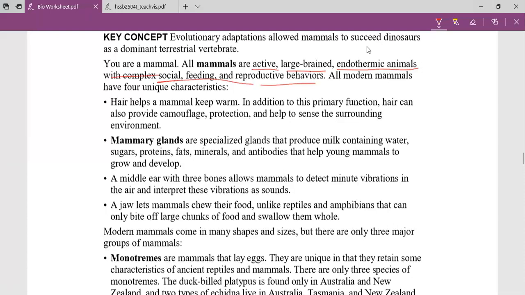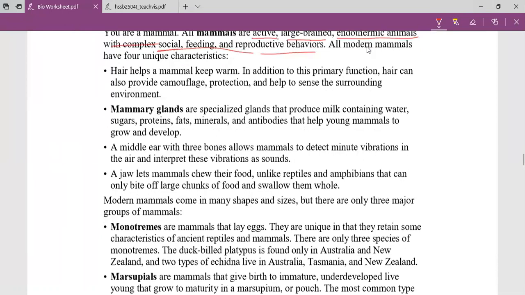In addition to the primary function, hair can also provide camouflage. It makes some animals camouflage. You know what camouflage is? It helps to protect them. It helps to sense the surrounding environment too. Like some cats, they have whiskers, so you can easily know something is wrong when you see the way it stands. Or they can easily use that to sense things too. And some of them have some other way to sniff something, when something is happening.